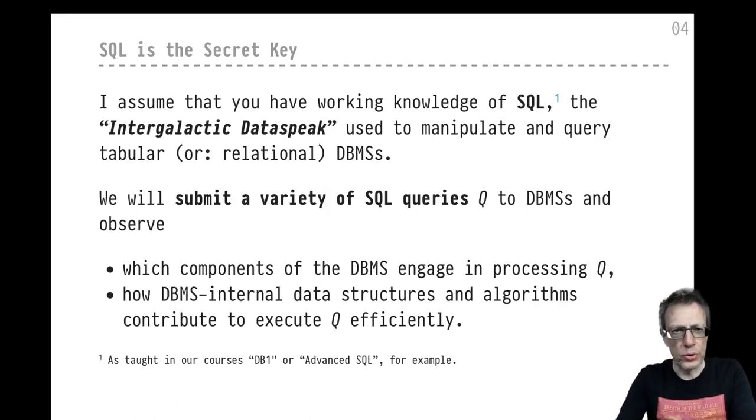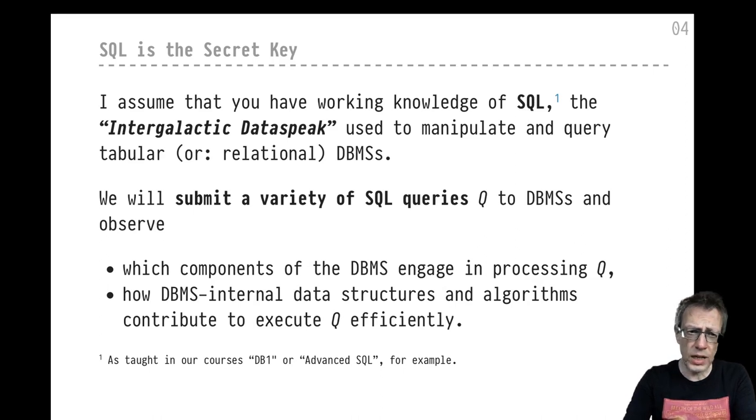To really explore the internals of database systems, there's one key tool, one key item that we need to use all the time, and that's the query language for relational database systems, the SQL query language, or as somebody called it, the intergalactic data speak. We will use such queries, let's call them Q here. We will submit such a query Q to the database system and then simply observe how the different components, how the different pieces of the data system interact and cooperate to process the query Q. We will see which data structures, which algorithms are needed to really evaluate the different constructs that we have used in Q in an efficient and fast fashion.